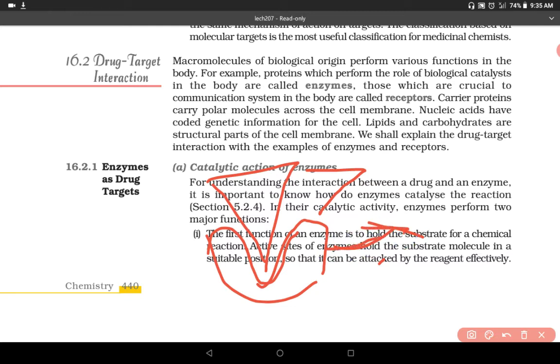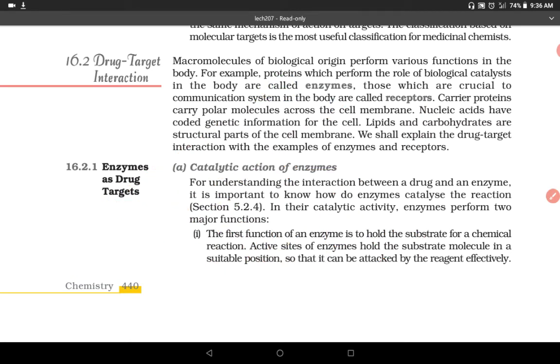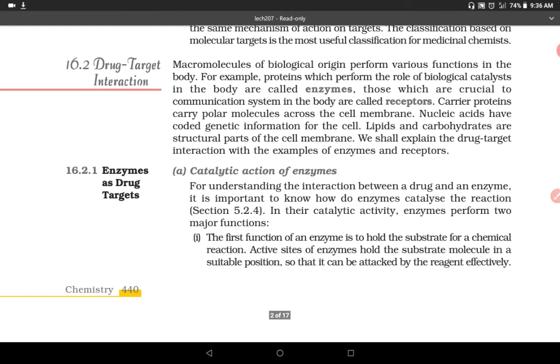Those which are crucial to the communication system in the body are called receptors. If we touch a hot body, our hand will be withdrawn. This is due to receptor action. Enzymes are useful to make reactions faster and to sense our surroundings. The receptors are useful for communication in our body. To the neural system, the receptors are the main communicator.